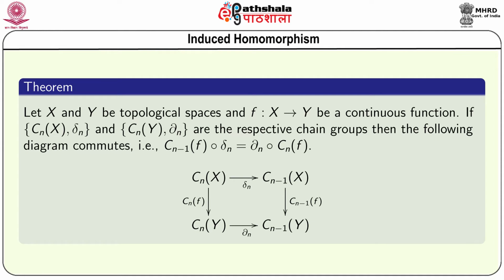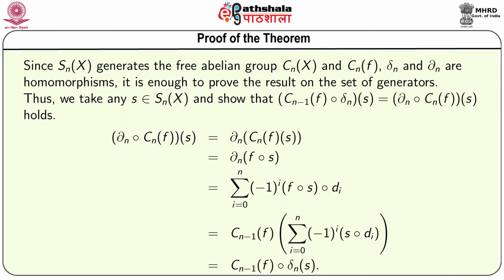We have already got the expressions for the induced maps Cn f and Cn minus 1 f. One is from Cn x to the group Cn y and the other one is from Cn minus 1 x to Cn minus 1 y. Then this diagram commutes means Cn minus 1 f compose delta n is equal to del n compose Cn f. Let us try to prove this theorem.